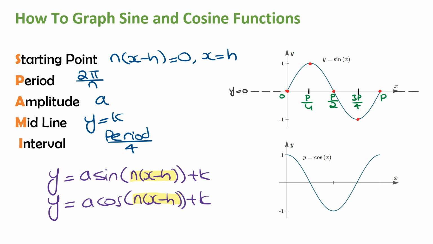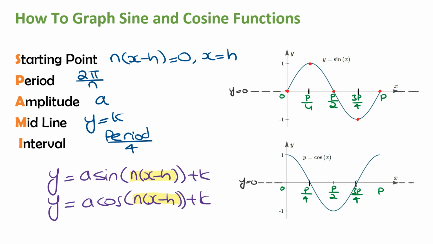Looking at the graph of the basic cos function, the midline is going to be the line y is equal to 0. The amplitude is 1, and so from the midline the maximum value is going to be 1 and the minimum value is going to be -1. The starting point is when x is equal to 0. The period is going to be at this point. If we divide the period into 4, we're going to get 4 intervals. And so this point is going to be half the period, this point is going to be a quarter of the period, and this is going to be 3/4 of the period.